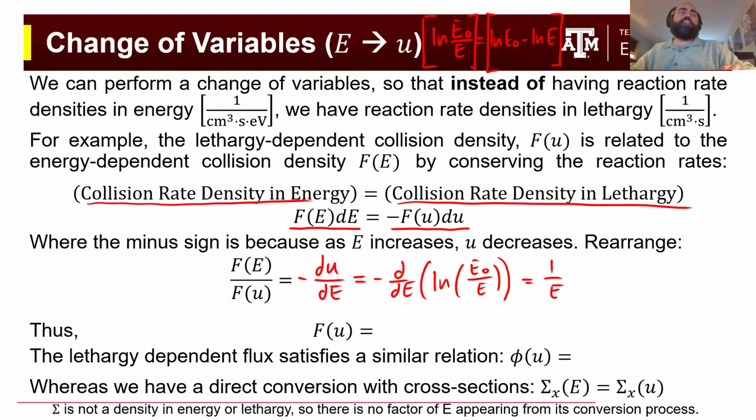And so if f of E over f of u is 1 over E, then it follows that f of u, our collision rate density in lethargy, is just the energy E times our collision rate density in energy.